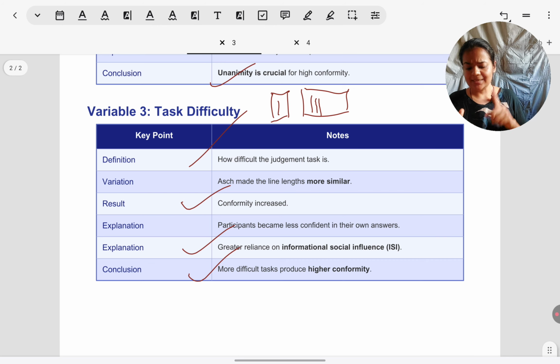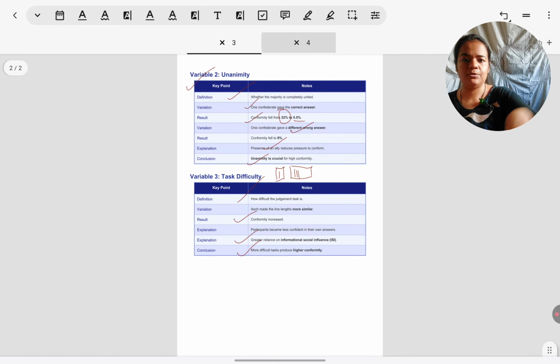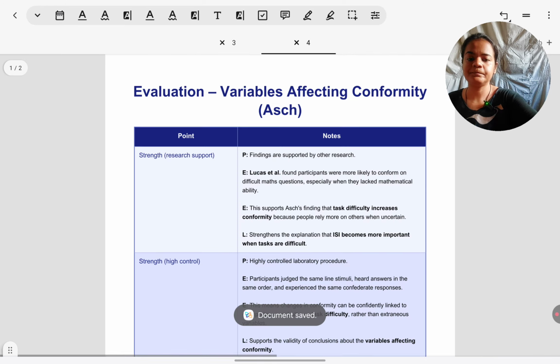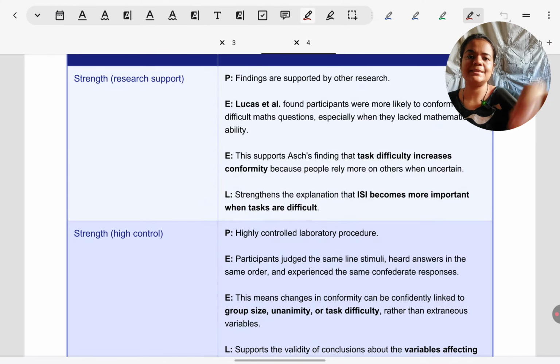So in all 3 variable cases, we have seen a positive correlation. Greater the group size, stronger the unanimity, greater the task difficulty, more is the conformity. Let's see evaluation for this topic. First, in terms of research support, there is a study by Lucas et al.